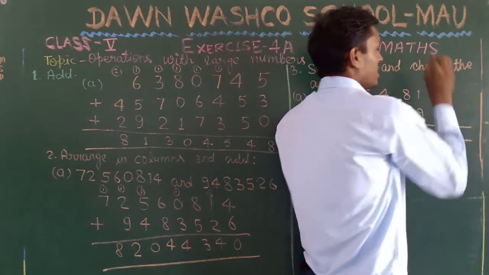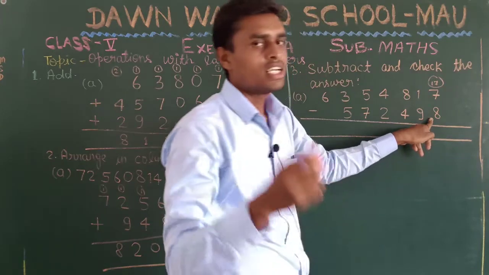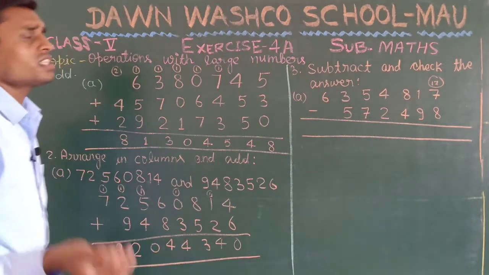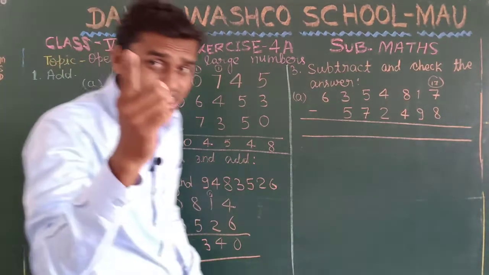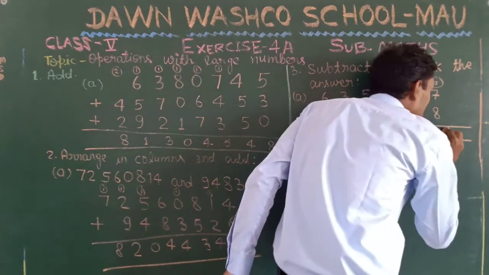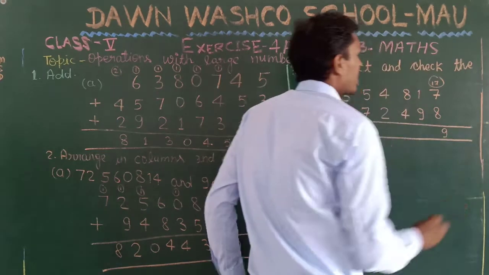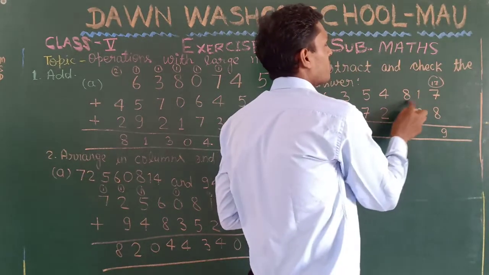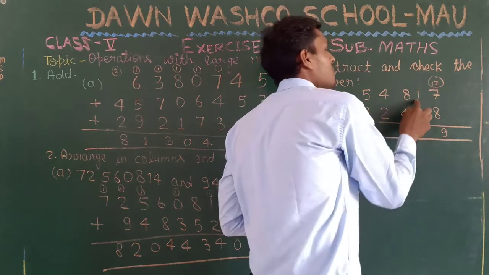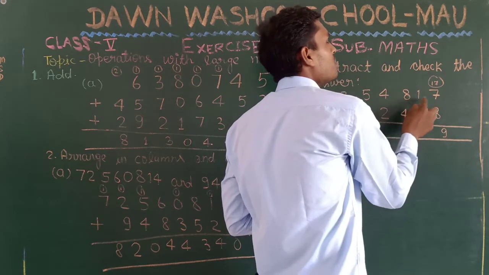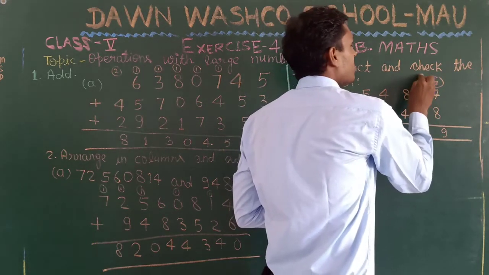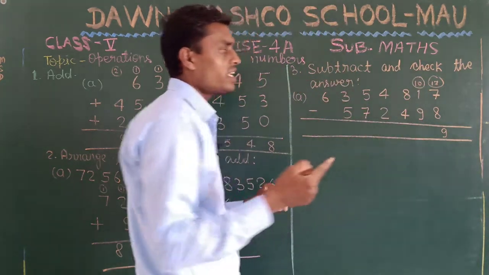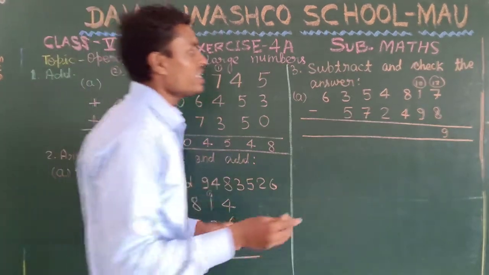17 minus 8, calculate and tell me, 17 minus 8 is what? That's 9. Okay, so here we are having 0. We can't subtract 9 from 0. Take 1 from here, it will become 10. And 10 minus 9 is what? The difference of 10 and 9 is 1.